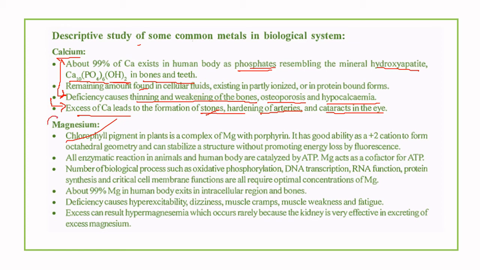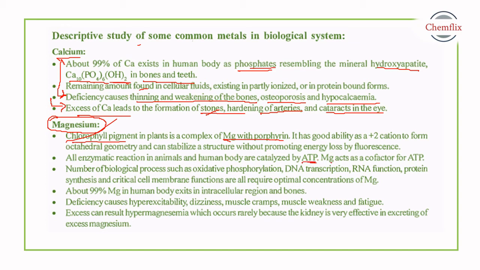Then comes magnesium. Magnesium is an important pigment, the chlorophyll pigment in plants, which is a complex of magnesium with a porphyrin. It has good ability as a divalent cation to form octahedral geometry and can stabilize the structure without promoting energy loss by fluorescence. All enzymatic reactions in animals and the human body are catalyzed by ATP.